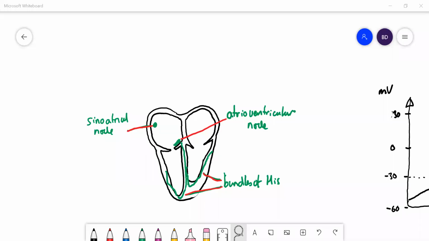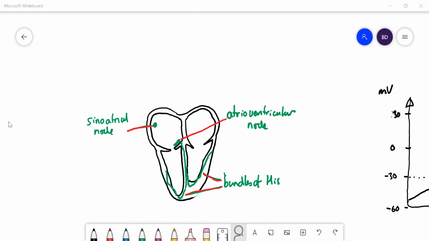Okay, so we're going to talk about what causes the heart to beat. And I've drawn a very stylized diagram of the heart there. I'm going to talk about the key features of that. But the heart doesn't need any external nervous stimulus to make it beat. It has its own intrinsic rhythm, and it will beat without any nervous stimulation.